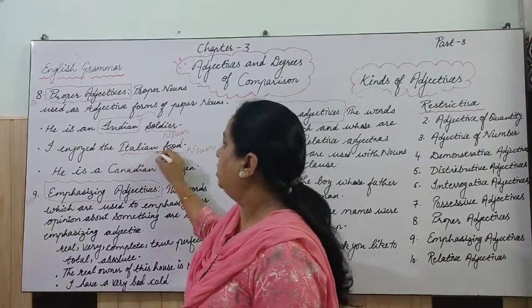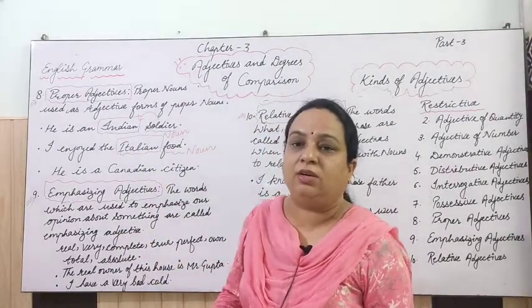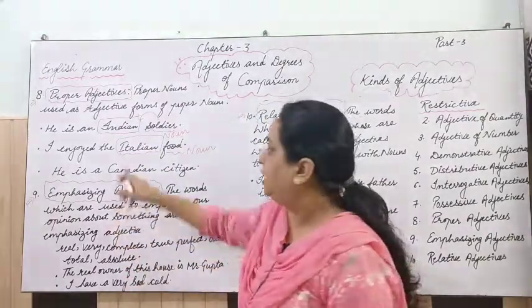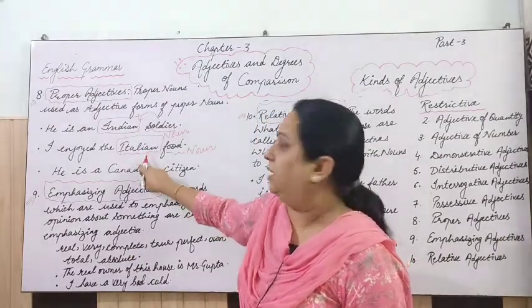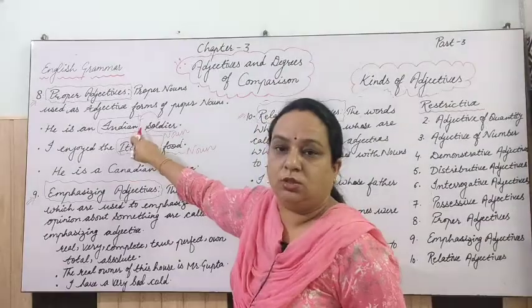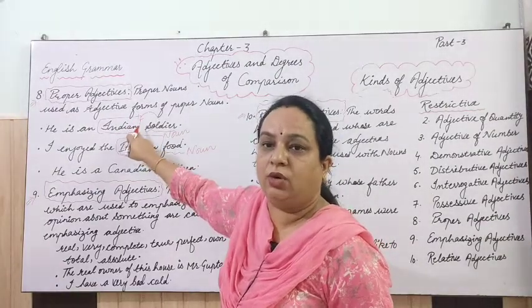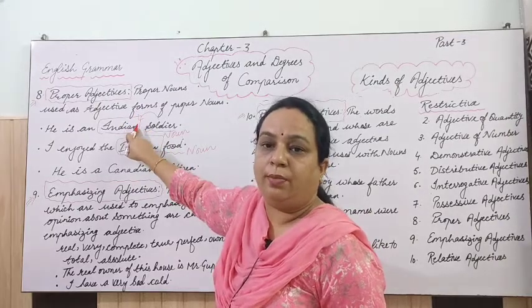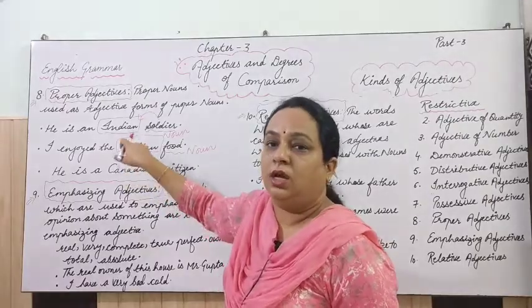And Italian is what? Adjective. And which kind of adjective is it? It is the quality of the food which belongs to Italy. So that is what? Italian food. So the quality here is Italian, and here he is a soldier from India, so the quality is Indian soldier. So Indian is working as what here? Proper adjective. And here Italian is working as proper adjective.